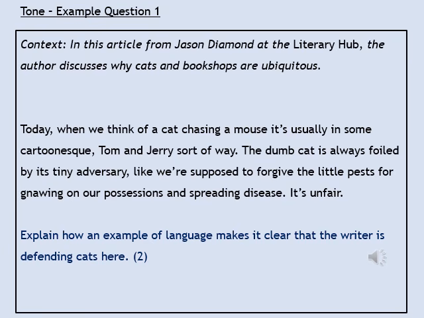Once more, here we're looking at the article by Jason Diamond about the ubiquity of cats in bookshops. Today, when we think of a cat chasing a mouse, it's usually in some cartoonesque Tom and Jerry sort of way. The dumb cat is always foiled by its tiny adversary, like we're supposed to forgive the little pests for gnawing on our possessions and spreading disease. It's unfair. The question: explain how an example of language makes it clear that the writer is defending cats here.